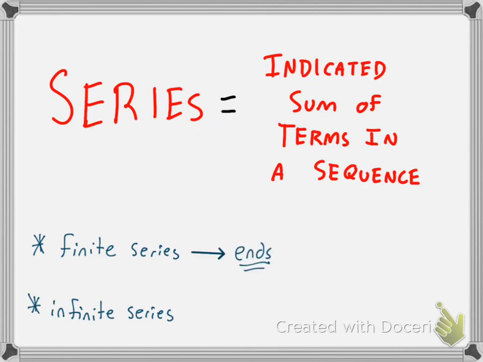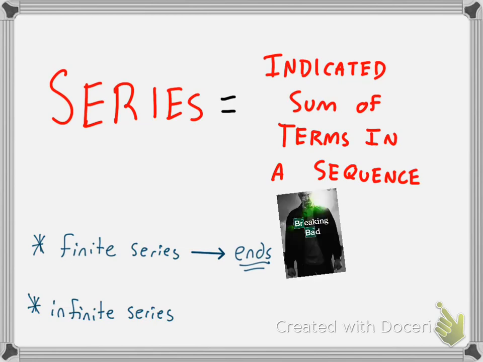Finite means that it's countable or it definitively ends. So if you want to compare it to a TV show, Breaking Bad. Main character had terminal cancer. It was definitely going to end at some point. It only ran for 5 seasons.